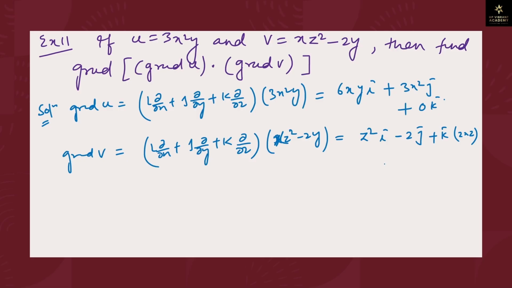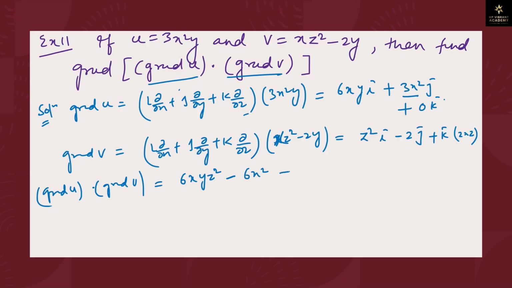Okay, so now let us find the value of gradient of u dot gradient of v. So the gradient of u dot gradient of v is equal to 6xyz square, and this is minus 3x square times 2, so this is minus 6x square plus 0. So this is equal to 6xyz square minus 6x square.